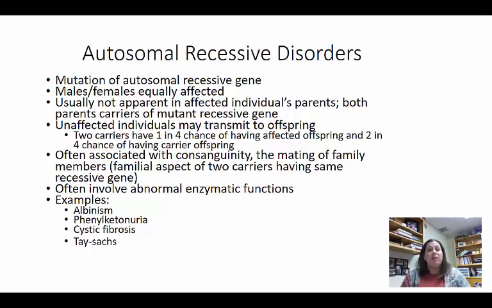The child will appear normal at birth. Then the infant will begin to miss milestones. It will progress into things like seizures, muscular rigidity, and blindness. And usually it's fatal by 5 years of age. There's no cure for Tay-Sachs as well.